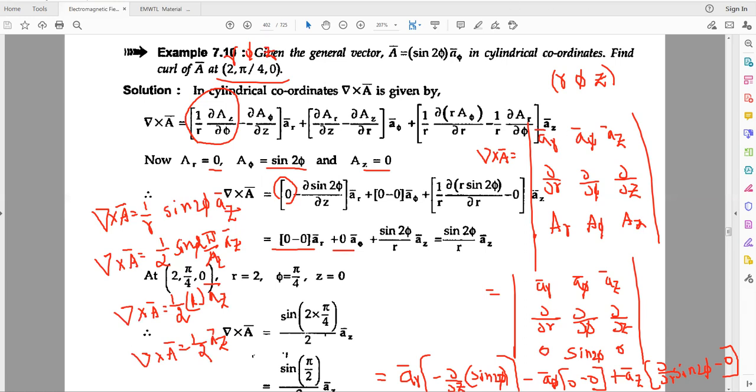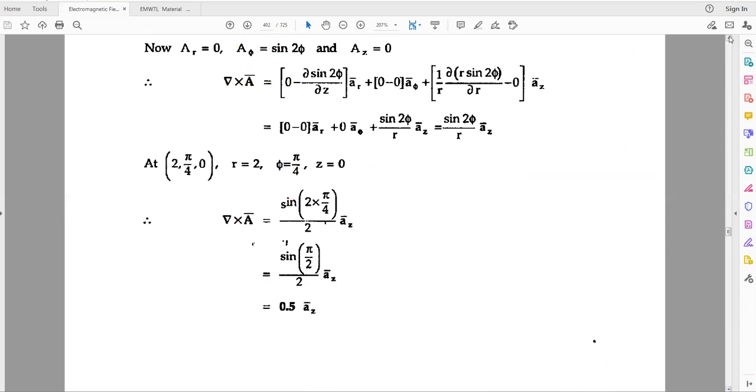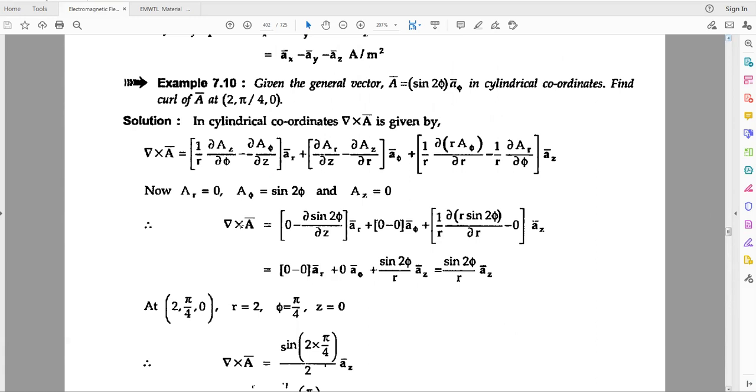Got it, my students? That is 0.5. See what the difference is here in the cylindrical coordinate system. Whenever there is R and d phi, we get del cross A bar with 1 by R as a multiplication factor. And similarly for this function also, 1 by R into R into A phi bar. Got it, my students?